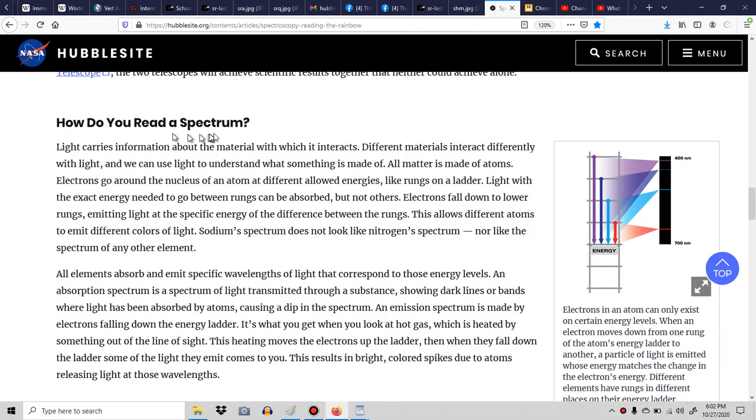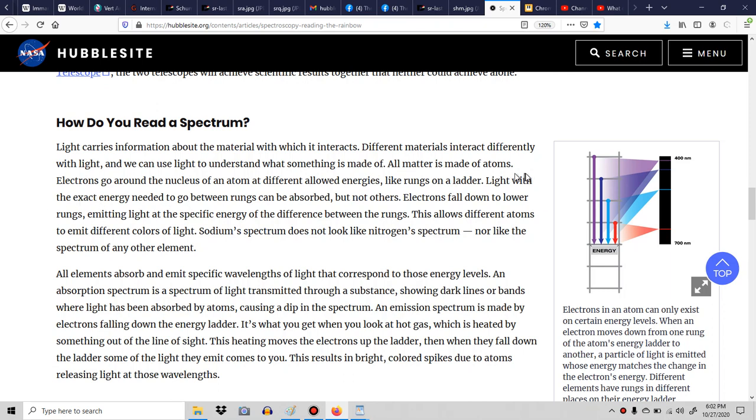How do you read a spectrum? Light carries information about the material with which it interacts. Different materials interact differently with light, and we can use light to understand what something is made of. All matter is made of atoms. Oh, hold on, my cable has got stuck here. I dislike cables, I dislike wireless.